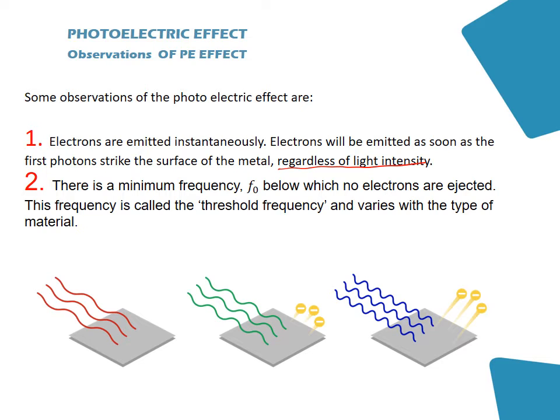Number two, there is a minimum frequency, or F0, below which no electrons are ejected. This is called the threshold frequency, and it varies with the type of material. In the image below, we've got a sample of metal being struck with different frequencies or wavelengths of light. Here, red light strikes the surface and no electrons are being emitted.